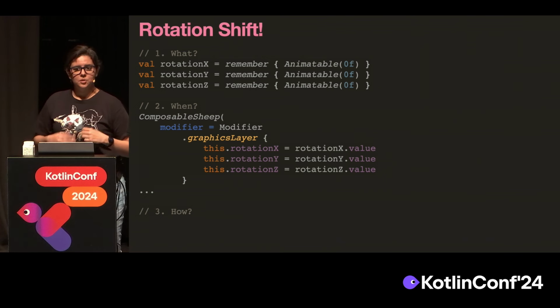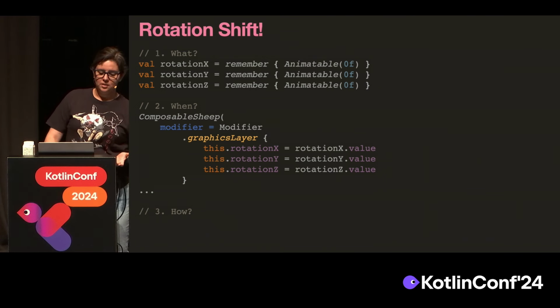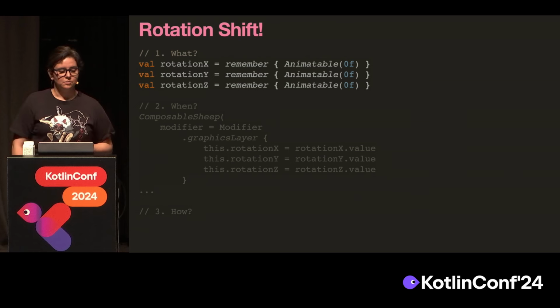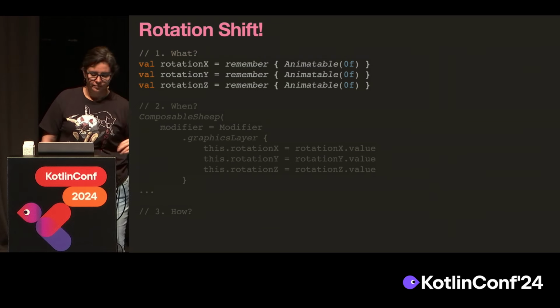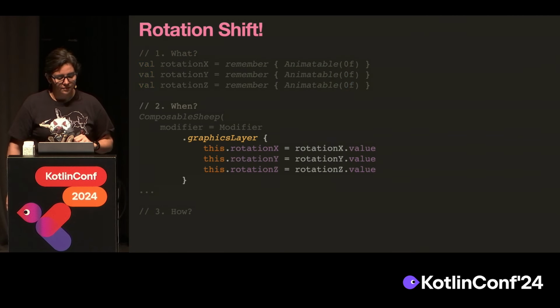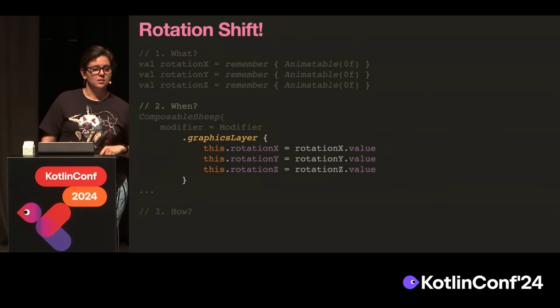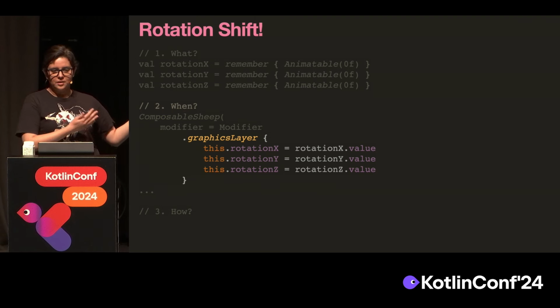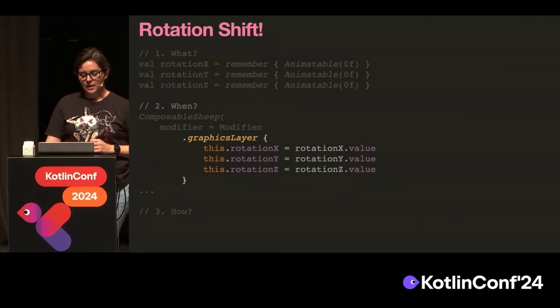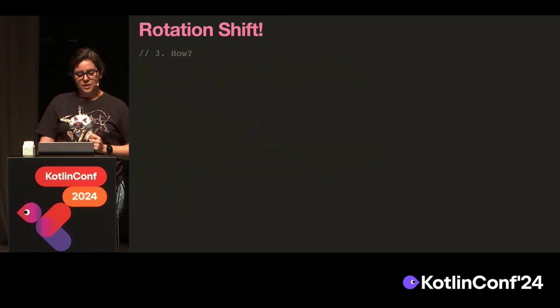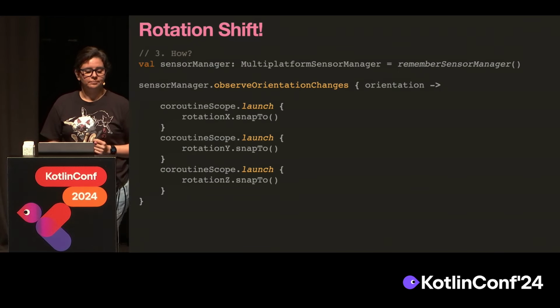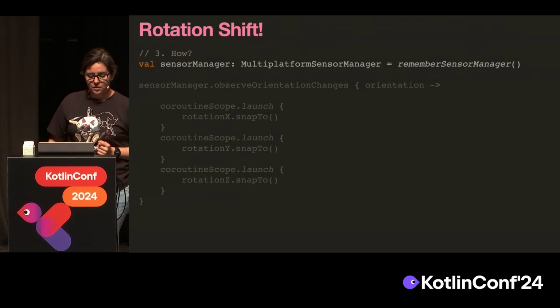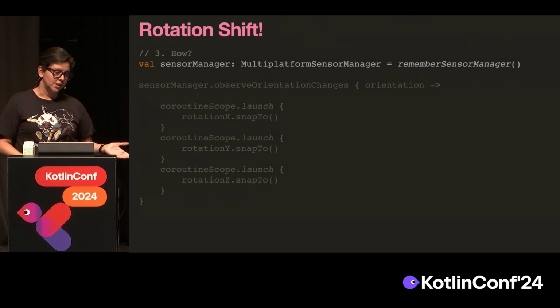Starting again, we need to define the properties we are going to be changing. In this case, I am going to be changing rotation in X, Y, and Z, all the axes in my chip. Once we have that, we're just going to update it on the graphic layer, which is already there, so I don't need to calculate anything, I just need to pass the values. And going into the how, this is where our sensor manager is going to come into play. The only thing we need to do is get a reference to our sensor manager.